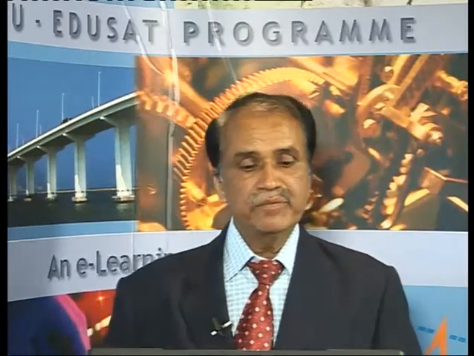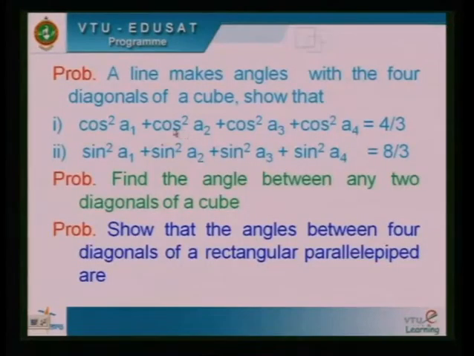Then we insert another line which passes through all the four diagonals, and that line makes with those four diagonals the angles respectively as alpha, beta, gamma and delta. If that is the case, then we have to derive these results: the sum of the squares of the cosine functions with respect to the angles alpha, beta, gamma, delta, which I have represented as a1, a2, a3 and a4, is equal to 4 by 3, and the sum of the squares of the sine functions is equal to 8 by 3.